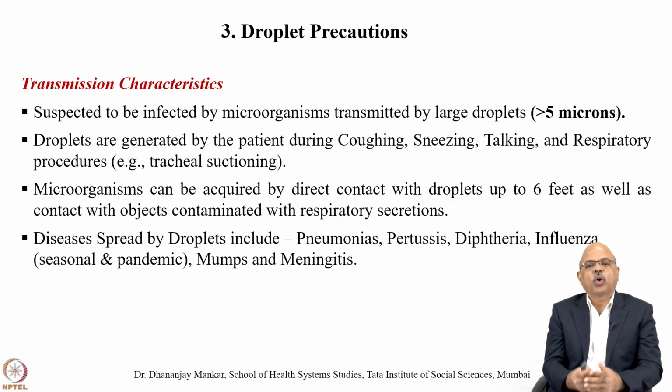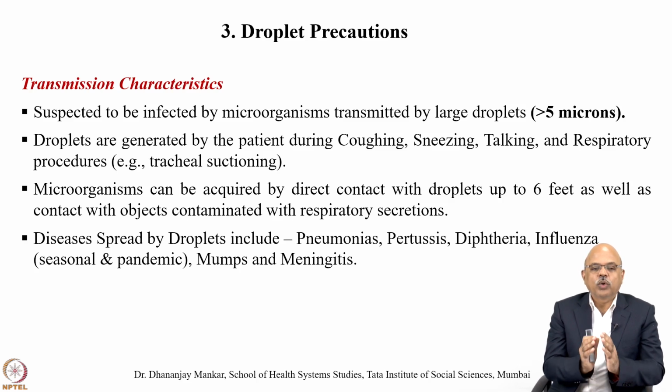Now we will discuss more on droplet precautions. The transmission characteristics of droplet precautions are that the patient is suspected to be infected by a microorganism transmitted by large droplets, that is, above 5 microns. Droplets are generated by the patient during coughing, sneezing, talking and respiratory procedures, for example tracheal suctioning also. These are the important things that your healthcare worker needs to understand when they have to see what are the ways we can prevent it.